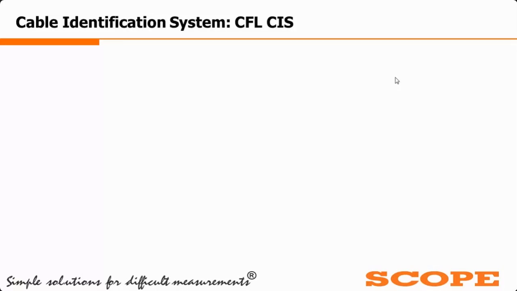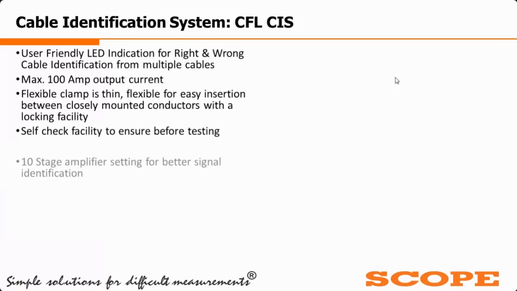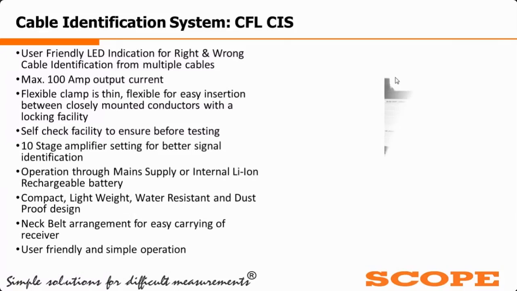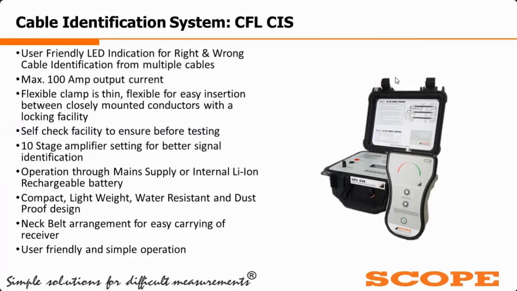Now we will see the cable identification system offered by Scope, in which the transmitter sends a maximum current output of 100 amperes. It has a very flexible clamp meter, the current clamp I showed in the previous slide, so that these flexible clamps can be easily inserted into any bundle of cables, so the user can easily detect the wanted cable from a bunch of cables. This is all about our lightweight portable cable fault identification system.